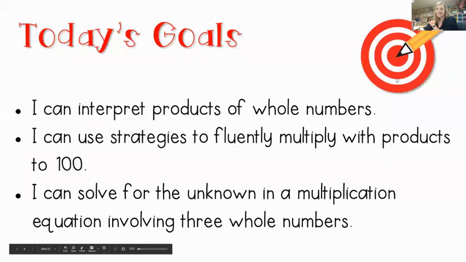We're going to start really quickly with our goals. So today's goals in math, we are going to interpret products of whole numbers. I can use strategies to fluently multiply the products up to 100 and fluently solve for unknowns in a multiplication equation involving 3 whole numbers.